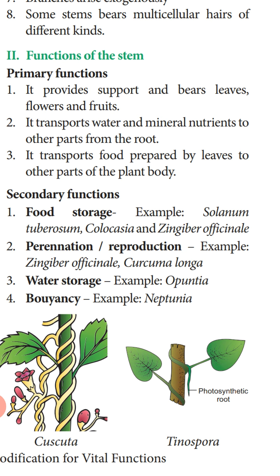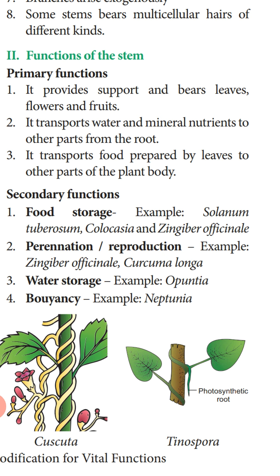It transports water and mineral nutrition from the root to other parts. The transport of water from the root to the different parts of the plant, that is, to the leaves, takes place through the stem. Next, it transports food prepared by the leaves to other parts of the plant body. The food prepared in the leaves during photosynthesis is transported from the leaves to other parts through the phloem present in the stem. So these are the primary functions: first, it provides support; second, it helps in the transport of water and minerals; third, it helps in the transport of food.